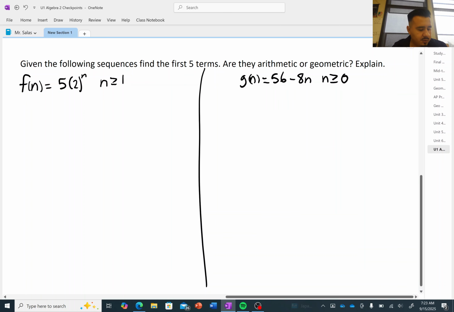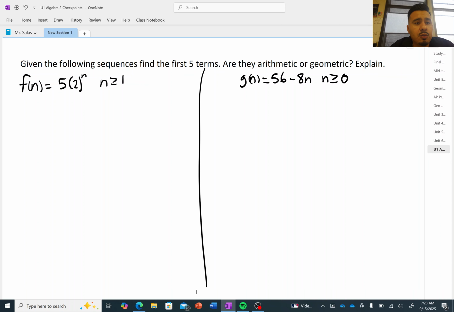This is the last video of your checkpoint study guide videos. This problem, you should have copied it at the bottom of your checkpoints worksheet. So let's look at the problem. Given the following sequences, find the first 5 terms. Are they arithmetic or geometric? Explain. Okay, so let's start with the sequence on the left, f of n.